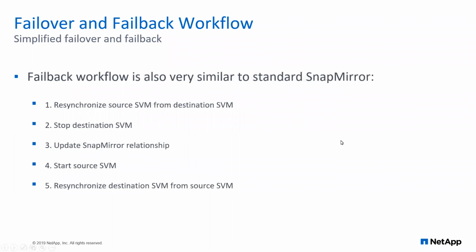Then, of course, the failback workflow, also very similar to volume level SnapMirror. You're going to resynchronize your source from your destination, stop your destination, update the SnapMirror relationship, start the source, and then resync the destination from the source. Just seems very familiar. No real surprises there, hopefully.